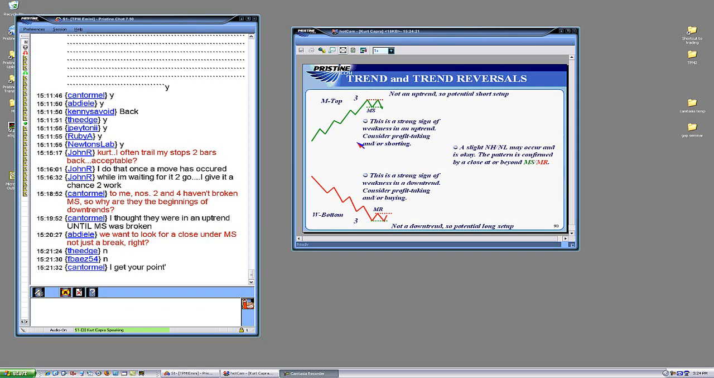Example 3, though, with this M top or W bottom, this is a stronger sign of weakness in an uptrend. We definitely want to consider profit taking and potentially looking to short. Right, we would have to look at some other factors as well, such as, is there resistance to the left? Has this become climactic? Is there a potent reversal? Everything that we were talking about so far today.